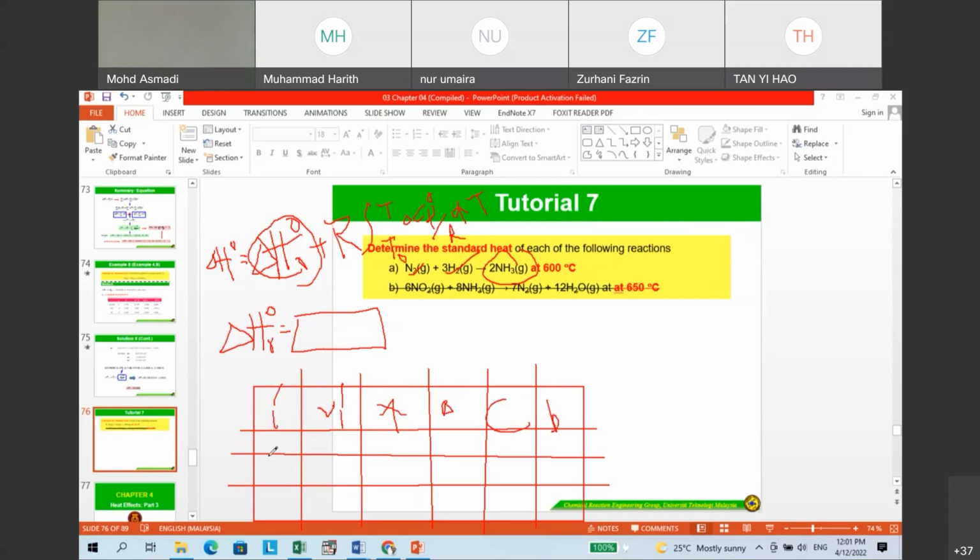Starting with this one, NH3. Just put it here. Okay, N2, H2. Okay. This one is times with 3. This one is times with 6. -5. Okay. And then summation of delta A.